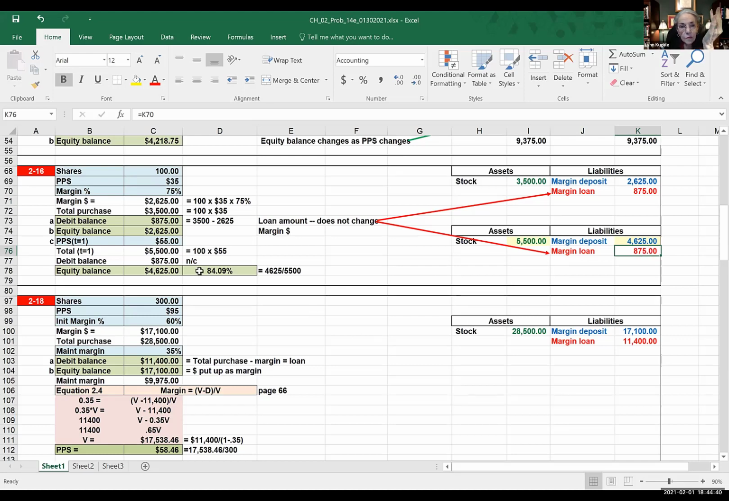Now think about that the opposite way. In this case, the price went up. If the price went down, those two would go down. That doesn't change.